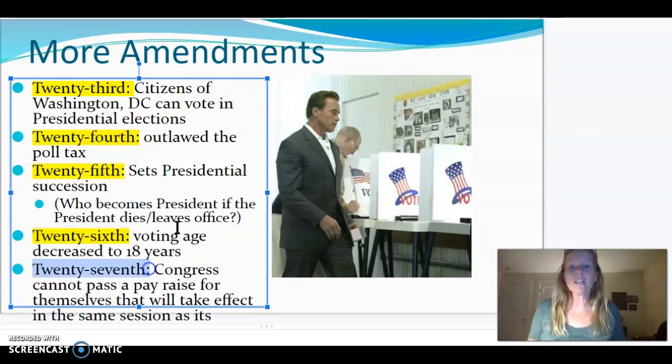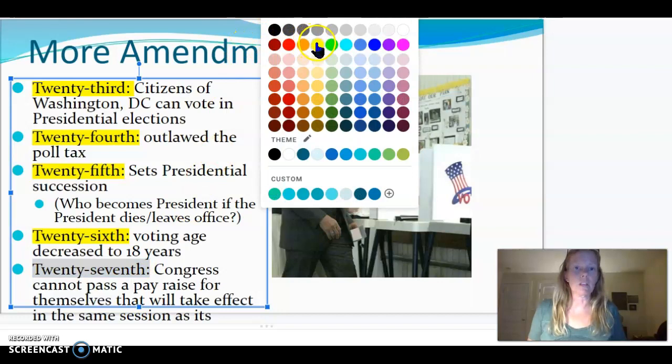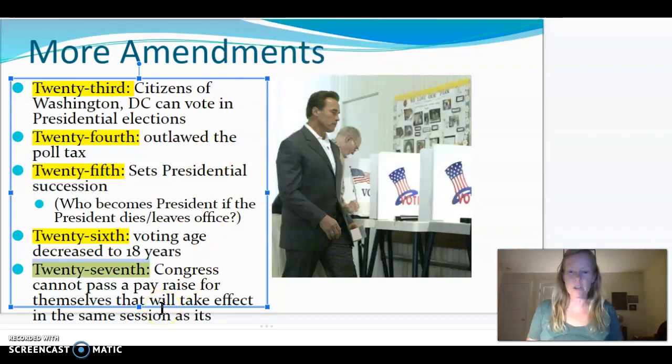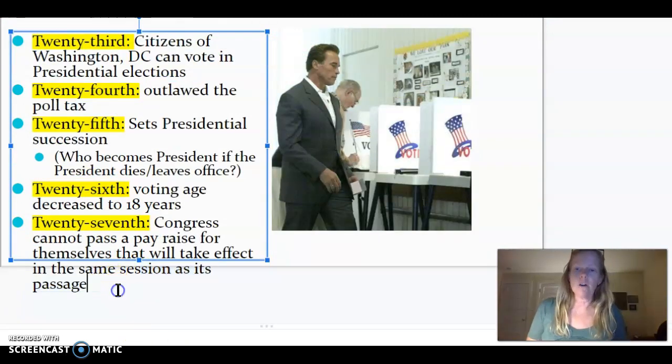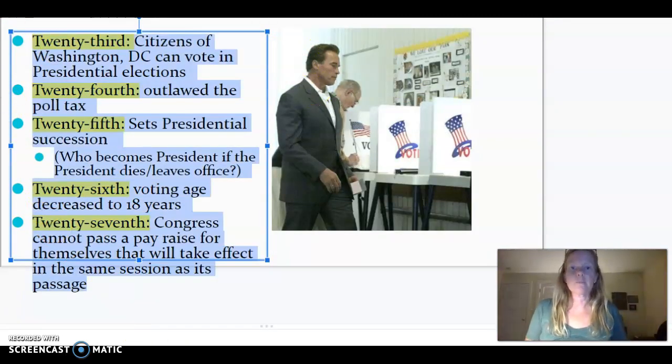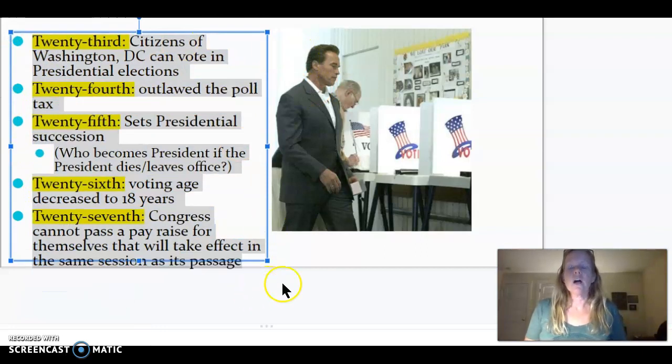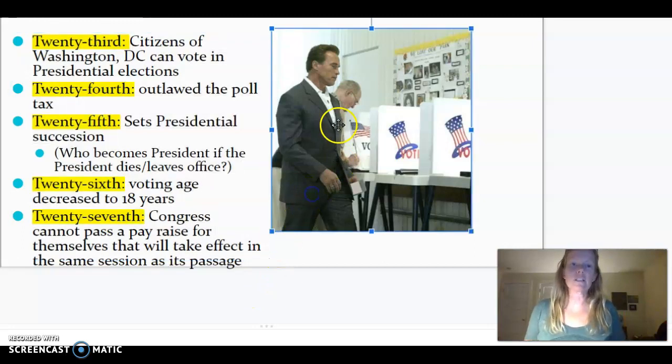And finally, the 27th Amendment. This one is, again, one that you'll almost never hear anything about after this. Congress cannot pass pay raises for themselves that will take effect in the same session as its passage. So basically, this deals with pay raises. It's weird, right? Who gets to decide how much money Congress makes? They get to decide. They're the lawmakers, right? So this is going to be a little fix in that.